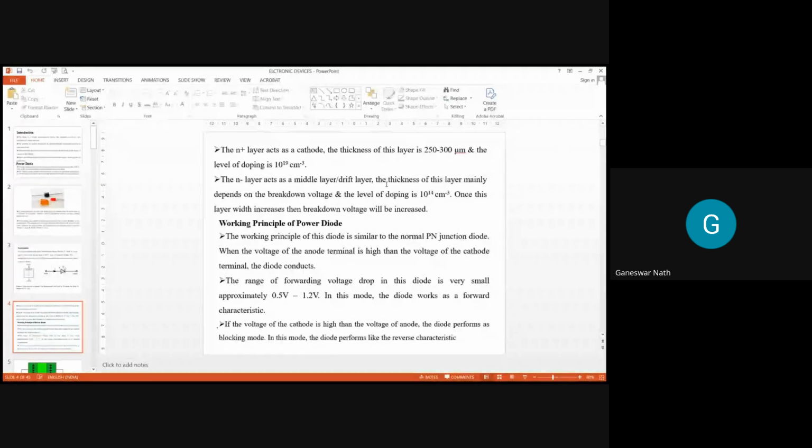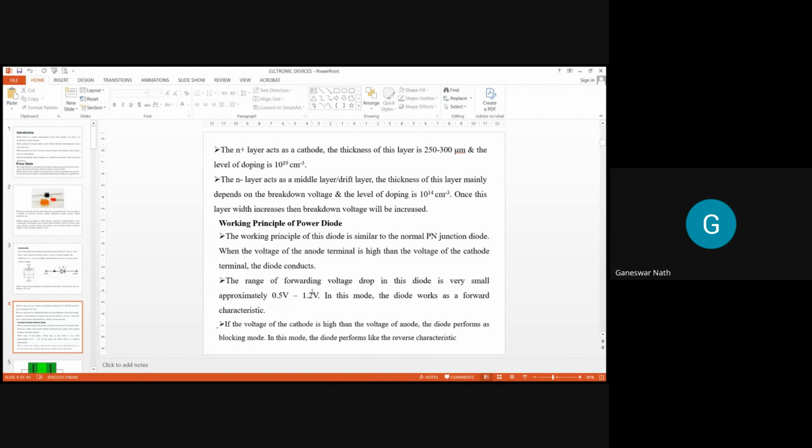You can see the working principle of this diode is similar to that of the normal PN junction diode. When you apply the voltage at the two terminals, when the voltage at the anode terminal is higher than the voltage at the cathode terminal, the diode conducts. The forward voltage drop in this diode is very small, approximately from 0.5 volt up to 1.2 volt. And in this mode the diode works with forward characteristics.